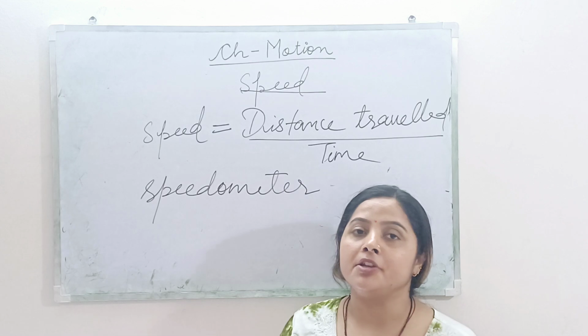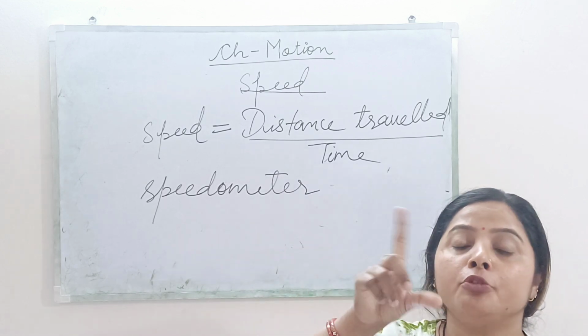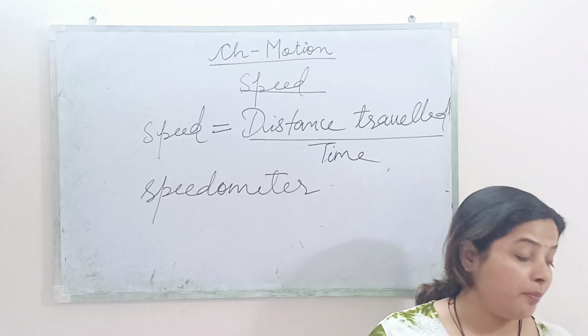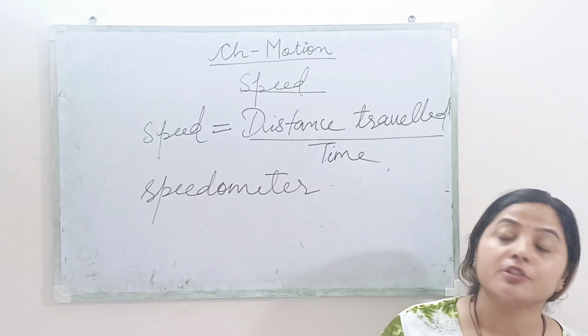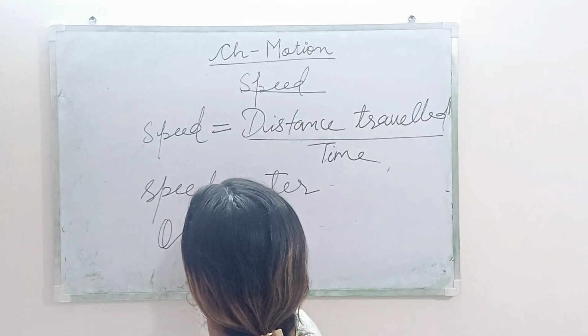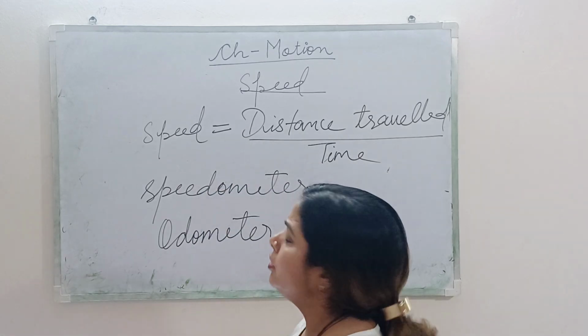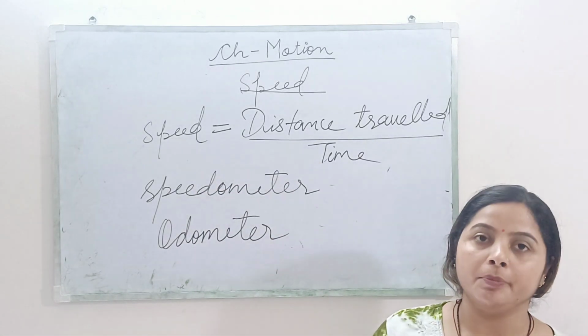In the same manner, there is an instrument which tells you the distance traveled, and that instrument is known as the odometer. It is given in the book. That instrument is known as odometer. Clear?